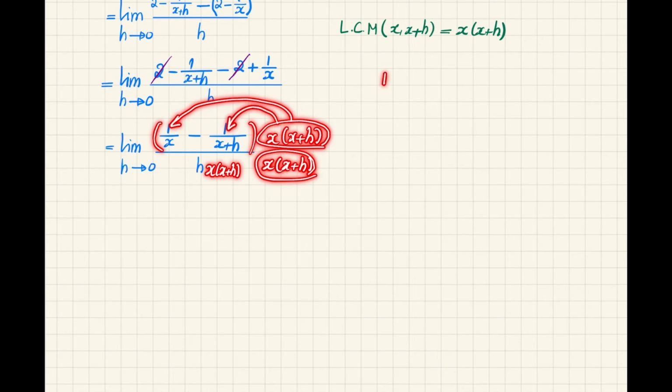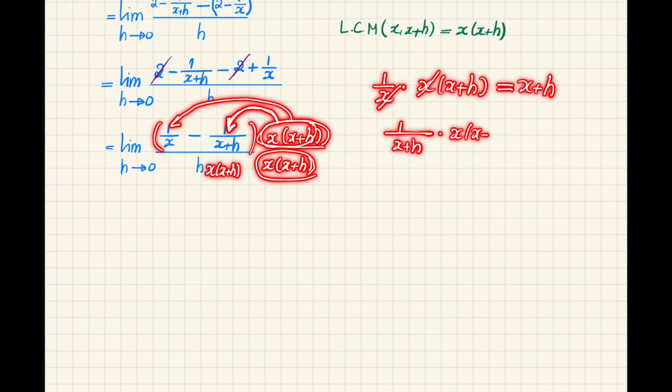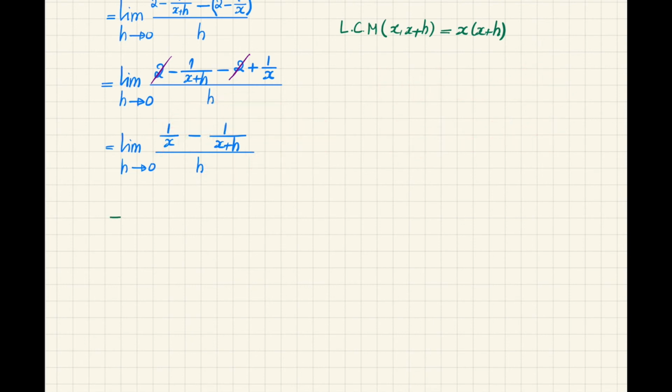Yes, if I multiply 1 over x by x times x plus h, x and x are cancelled, I get x plus h, and then when I multiply this by this term, it becomes 1 over x plus h times x plus h. This time x plus h and x plus h are gone, so what is left for me is x. So the first term turns into x plus h, the second term turns into x, and there is a negative sign in between here. Yes? So this becomes simply the limit.